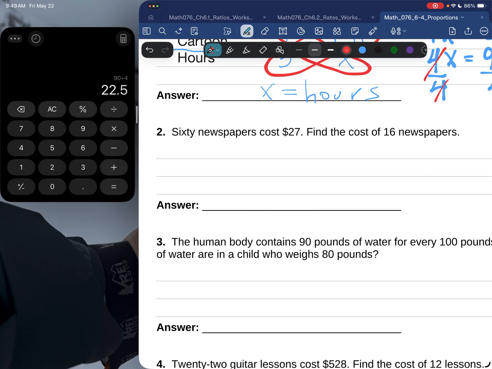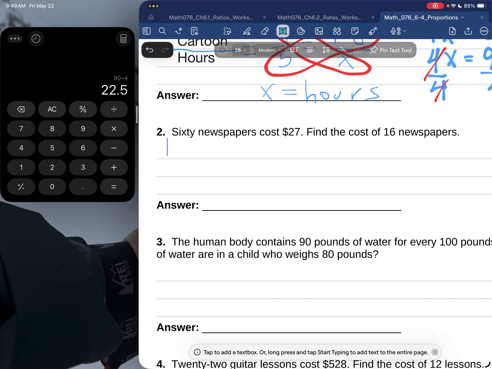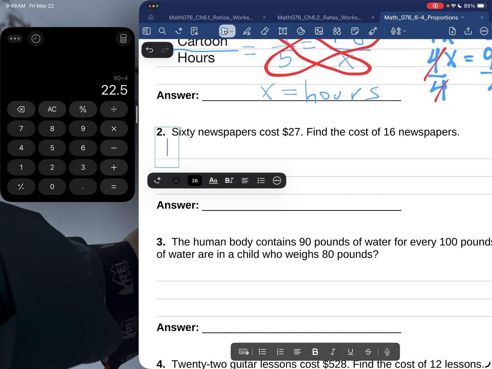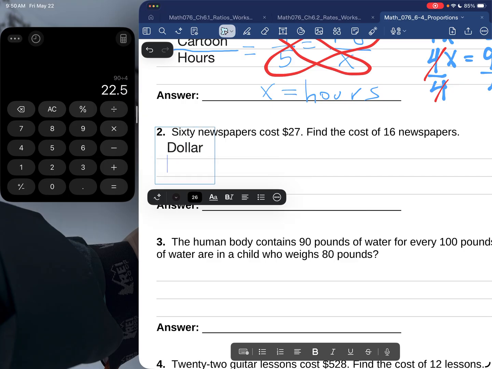16 newspapers cost $27. Find the cost of 16 newspapers. Okay, again, I'm going to set it up. I'm going to write what goes in the numerator. I'm going to say dollars. I like putting dollars in the numerator. It doesn't matter which one goes where, as long as you do the same for both, but I just always like dollars in the numerator. It just makes me more comfortable. Dollars per newspaper.